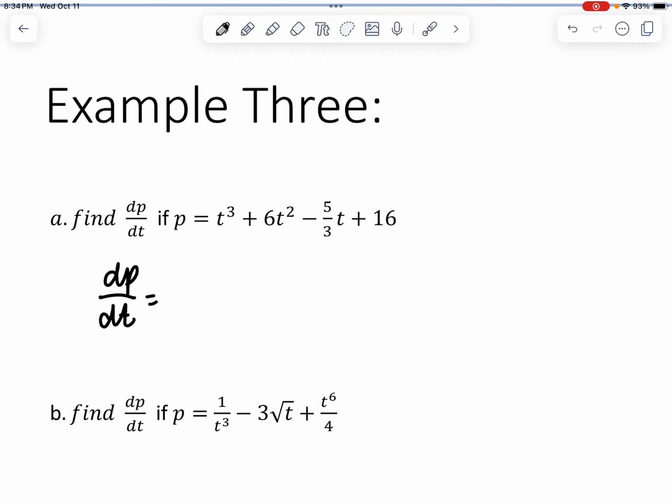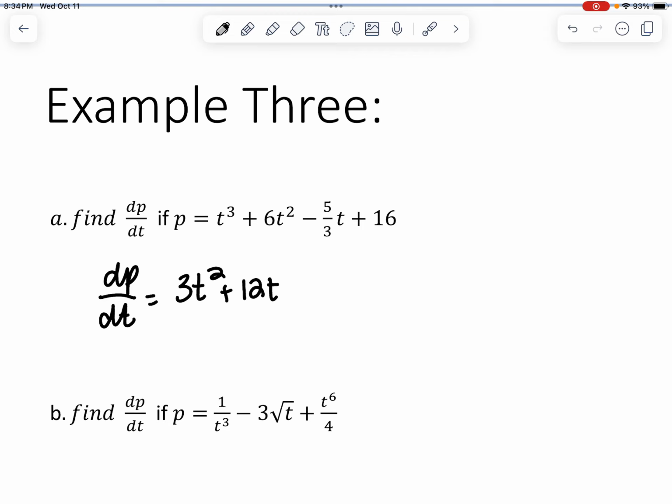So dp/dt, I'll just do one at a time, and then we'll simplify. We'll do the derivative of t cubed. And that is just 3t squared. You're going to start being able to do those things in your head. I just moved 3 out in front, and then I took the exponent 3 and subtracted 1. Same thing with the next one. It's going to be 12t. 6 times 2 is 12. 2 minus 1 is 1, so I don't even need to write that.